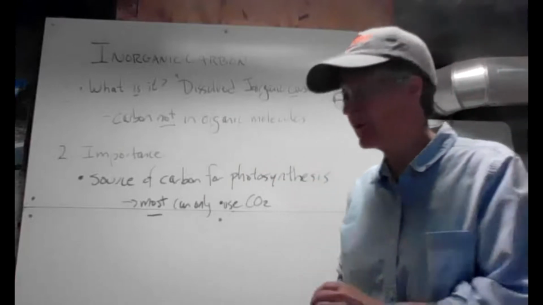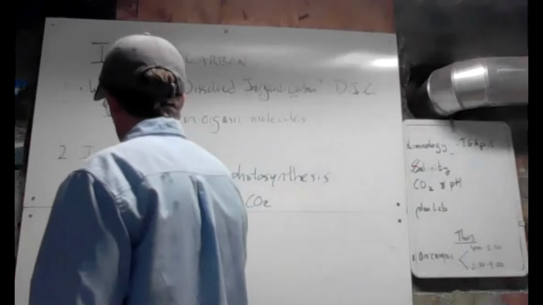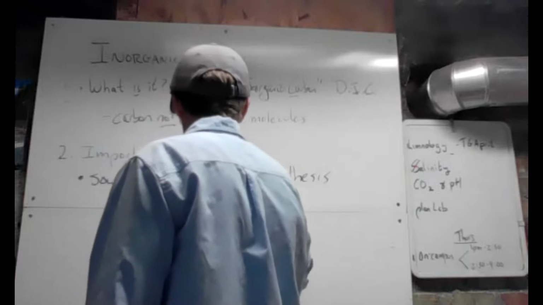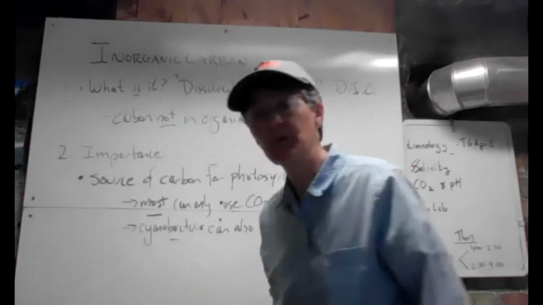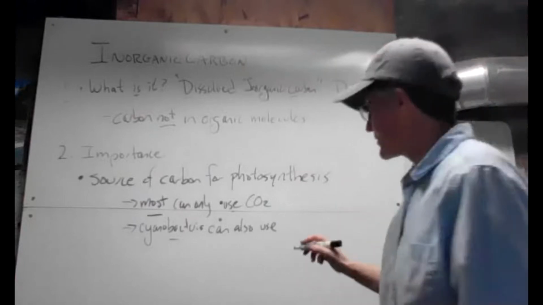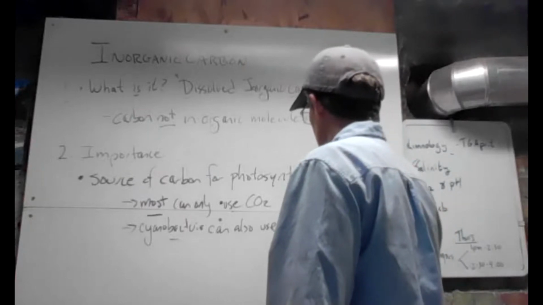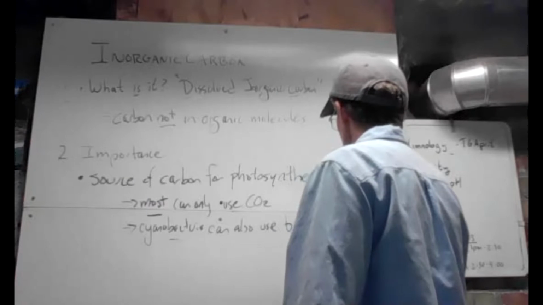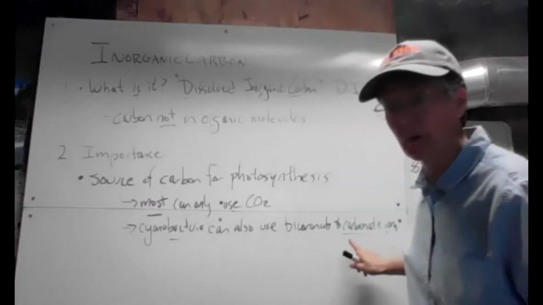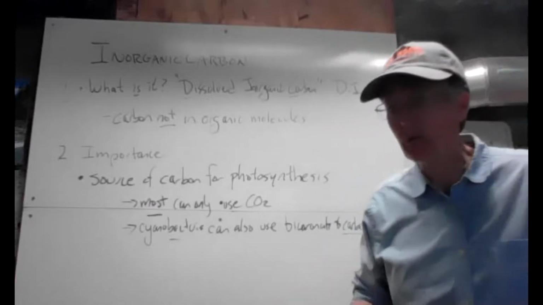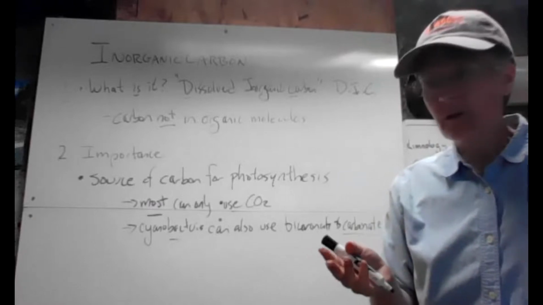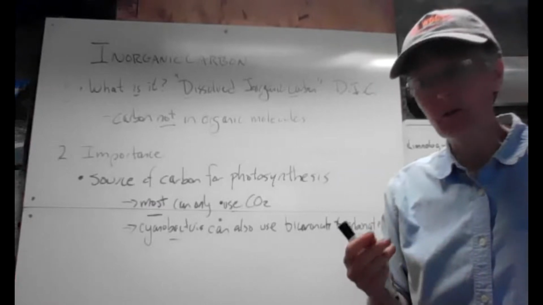Now, there are some exceptions. Blue-green algae, cyanobacteria, can also use the forms of inorganic carbon that you find at higher pHs, which is to say bicarbonate and even carbonate ions. And that's really unusual, to be able to use carbonate ions. This is another one of the reasons why blue-green algae, cyanobacteria, dominate eutrophic lakes in summer.